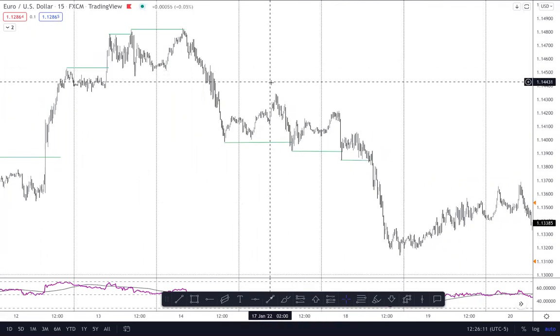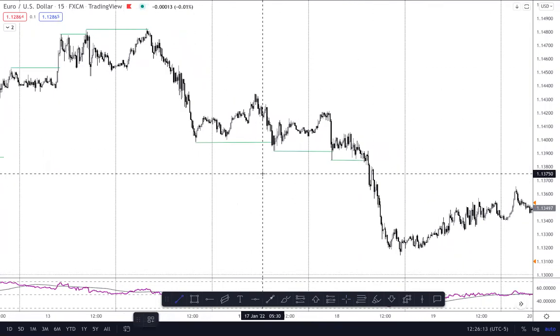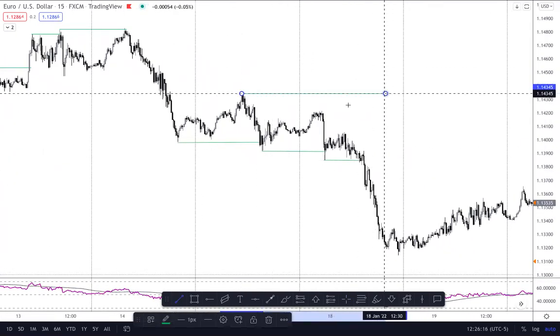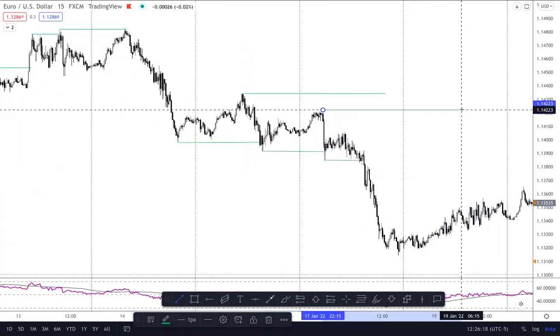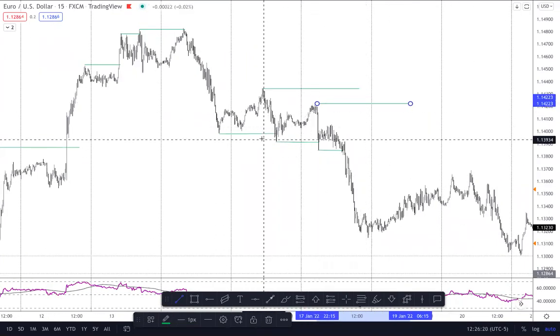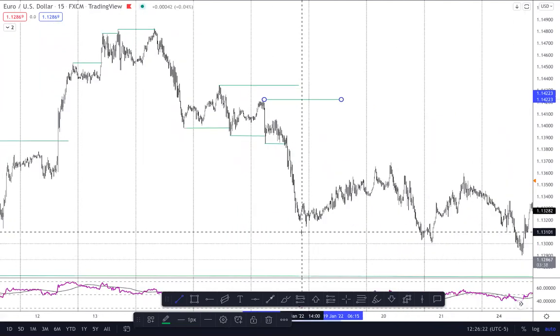Now looking at it, where's the external liquidity here? Well, this is a previous day high. This is a previous day high, right? So we know that all this is considered external liquidity and we're most likely imminent for a reversal.